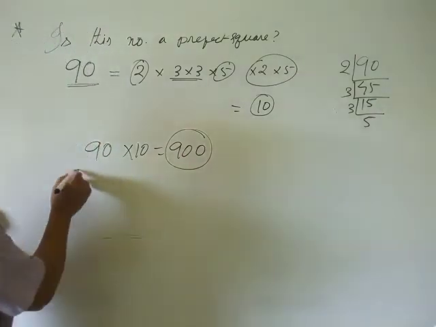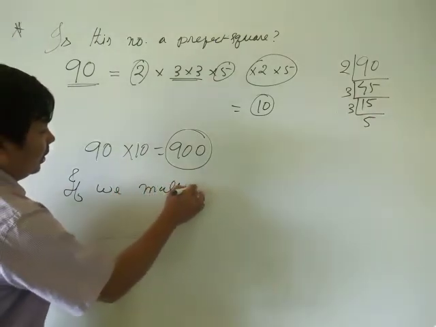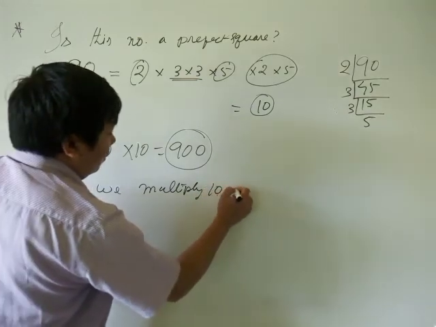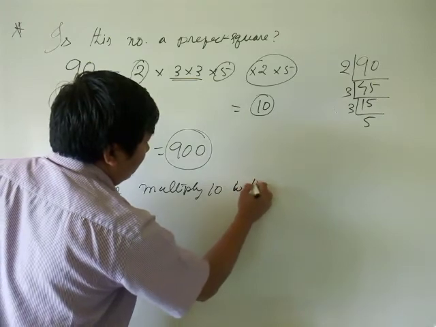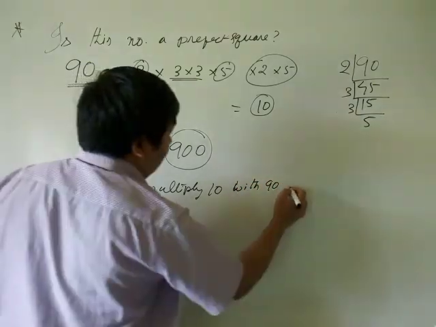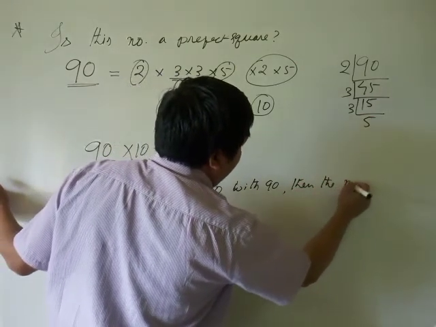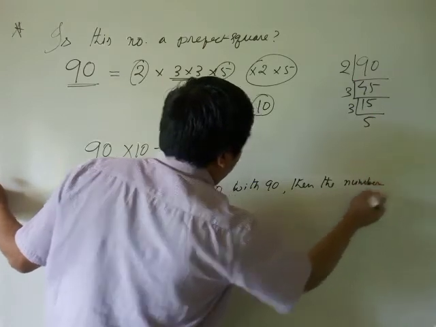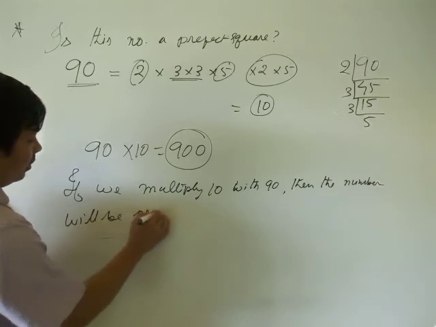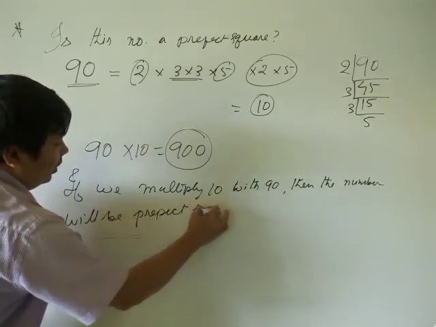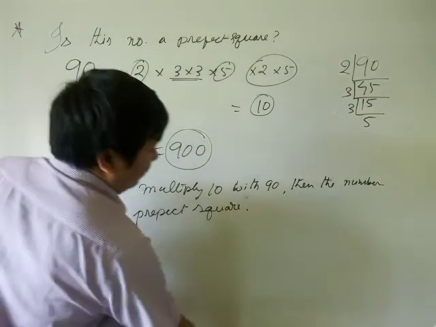Okay, and if we multiply 10 with 90, then the number will be a perfect square. Perfect square. This is one.